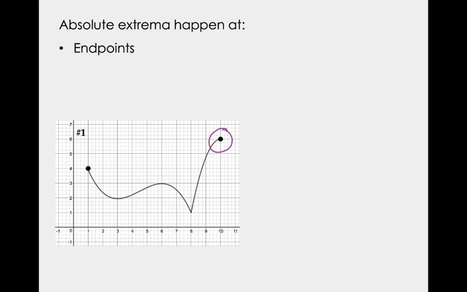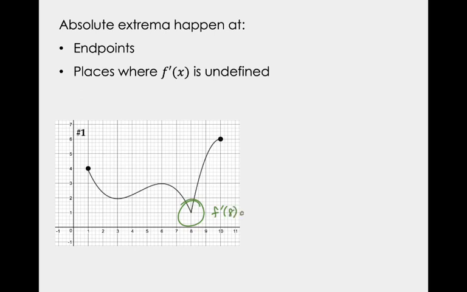We also saw that we got absolute extrema at a place where f prime of x is undefined. This graph had a cusp, and that ended up being the place where we got our lowest y-coordinate. Okay, remember that f prime of 8 does not exist, because we didn't really have a tangent line here. We said at any corner or cusp, the derivative is undefined. So a derivative being undefined can cause an absolute extrema to take place.